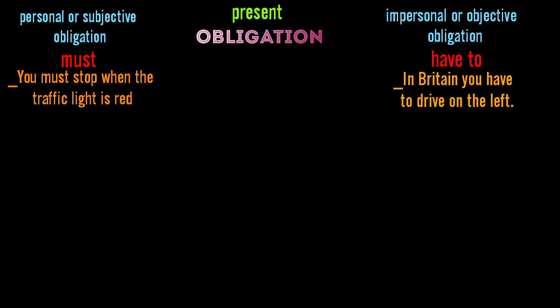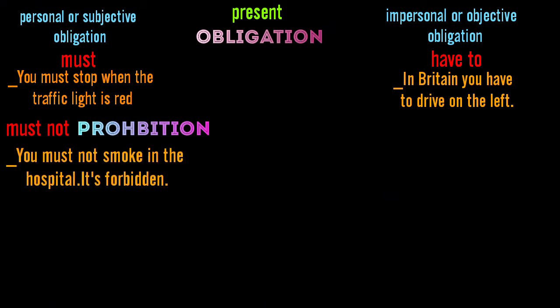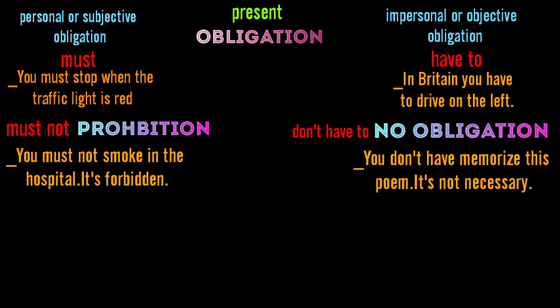The negative of must, which is must not, expresses prohibition, when it is obligatory not to do something. Example: you must not smoke in the hospital. It is forbidden. Whereas the negative of have to, which is don't have to, expresses no obligation. Example: you don't have to memorize this poem. It's not necessary.